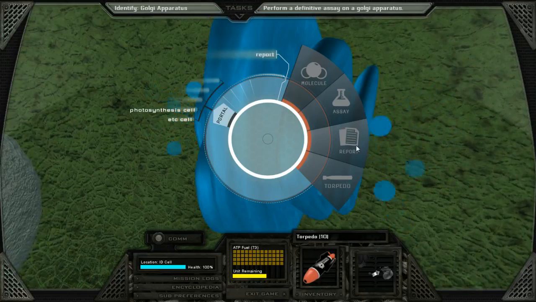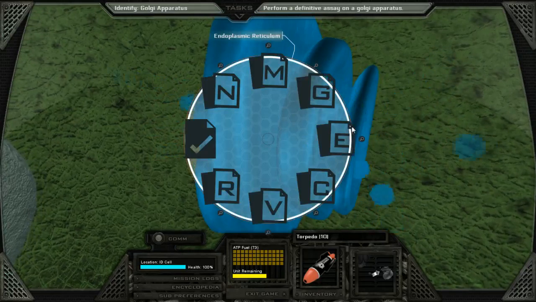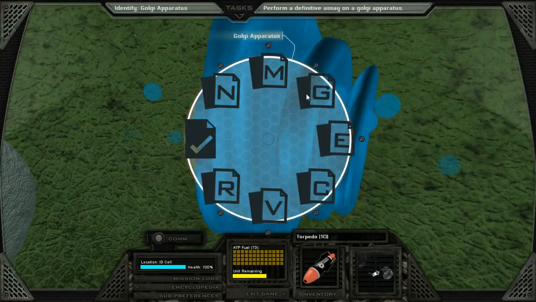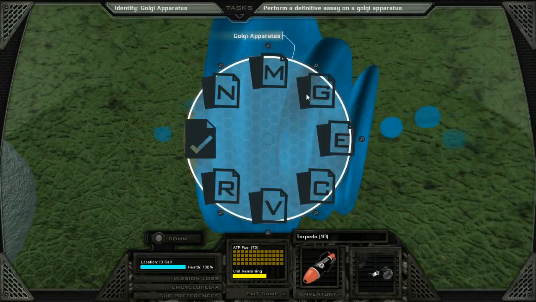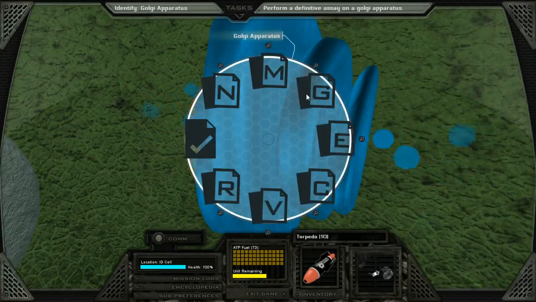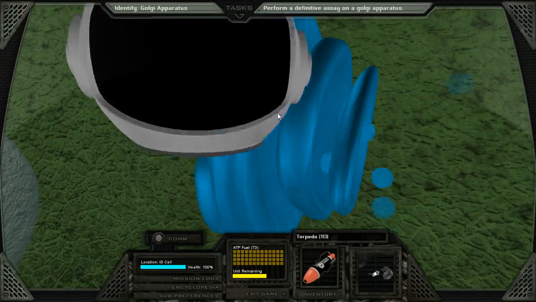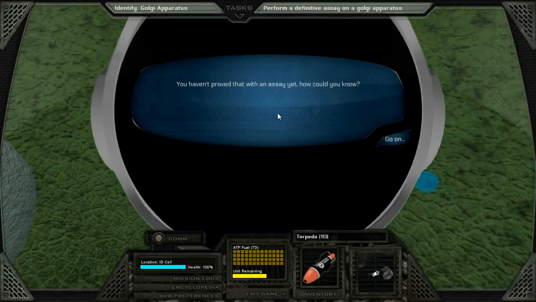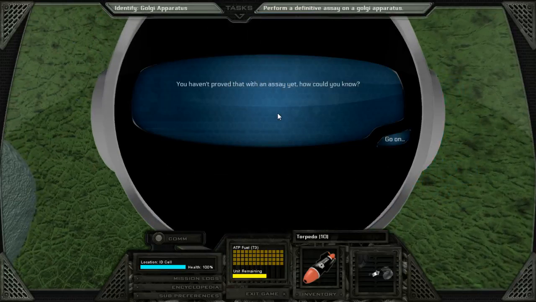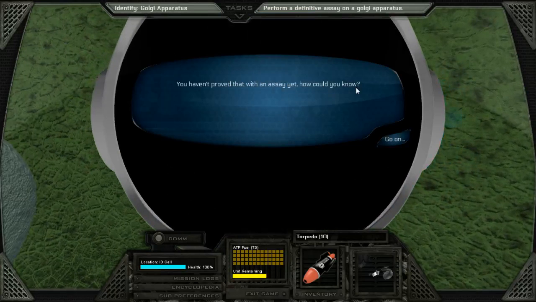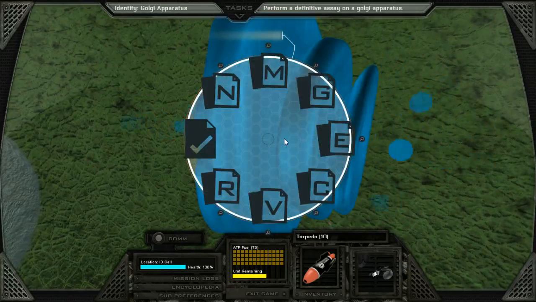So it is not enough to merely report this as a Golgi apparatus. This will send a message to our server saying, hey, we found a Golgi, but we haven't performed any tests yet. So the server sees that message and says, it's not enough to merely guess. This is not what a scientist would do. This is not the scientific method. We haven't proved that with an assay yet. So it encourages us to go back and actually perform the test.